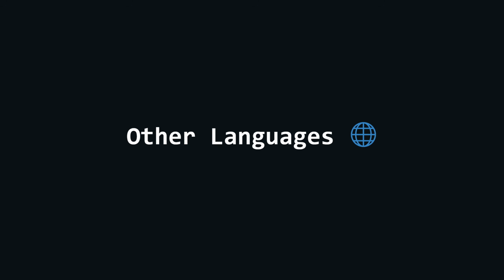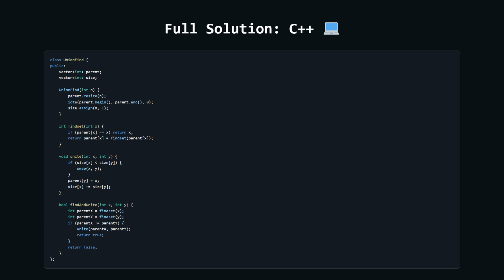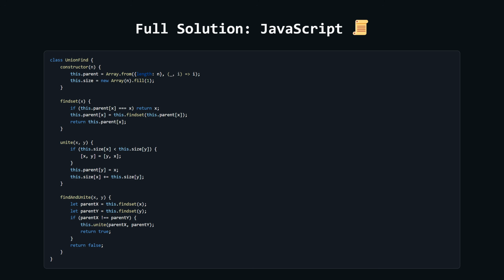To finish things off, let's look at how we'd write this solution in a few other popular languages. Here is the equivalent union find class implemented in Java. Next, here is how you would set up the structure using C++. And finally, here is the implementation using JavaScript.